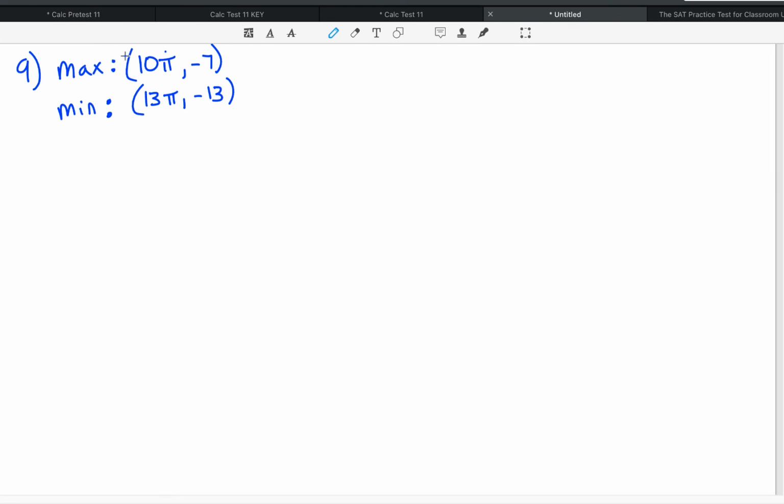All right, time to jump into number 9. This one you're going backwards. The maximum is 10 pi, negative 7. The minimum is 13 pi, negative 13. Let's go ahead and graph those points. I'm just feeling like straight lines all of a sudden again.